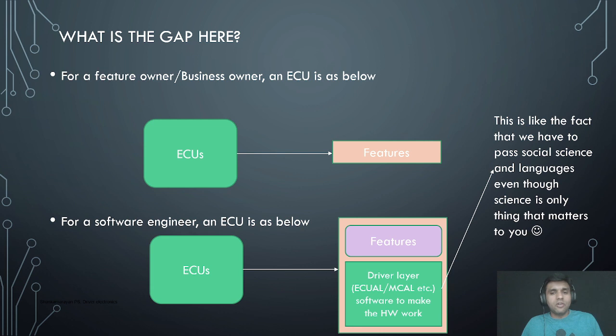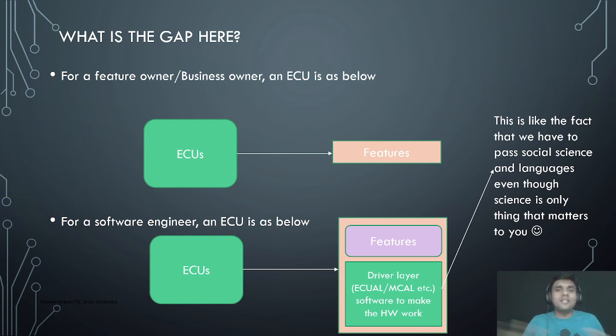An ECU or electronic control unit is something that does a lot of features, soft features, which add value to his or her customers. But for an engineer, the same ECU is, yes, it has features, but to make the features work, he has to deal with a lot of software layers, which go from just above the hardware until the feature layer. There's a whole lot of software, which are MCAL, ECU abstraction layer, OS, whatnot, which fills between the hardware and the feature layer, and an engineer will have to deal with those layers of software to provide the feature that a feature owner is asking for.